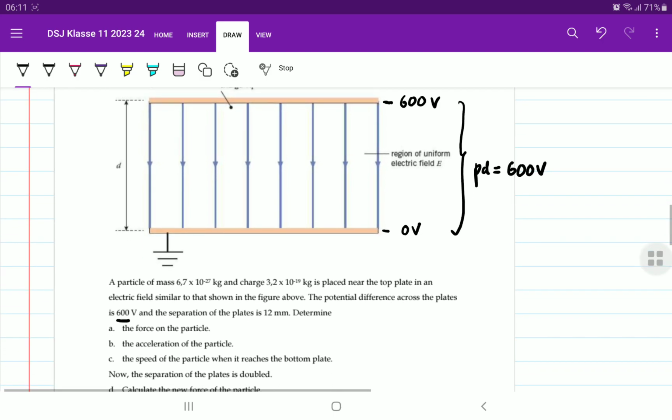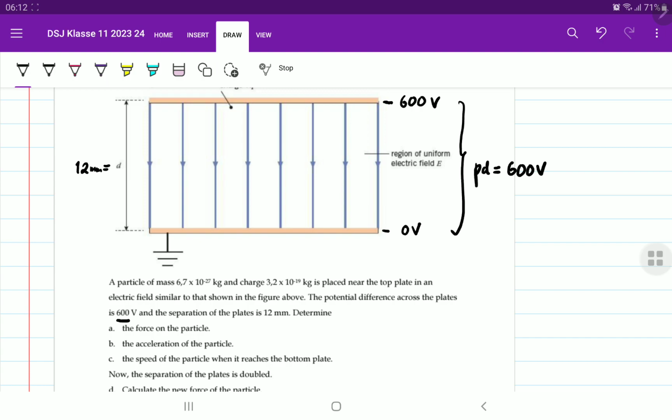A particle of mass 6.7 times 10 to minus 27 kilogram and a charge of 3.2 times 10 to minus 19 coulomb, which is 2 elementary charge, is placed near the top plate in an electric field similar to that shown in the figure above. The potential difference across the plates is 600 volt, and the separation of the plates is 12 millimeter. So this is D, 12 millimeter.